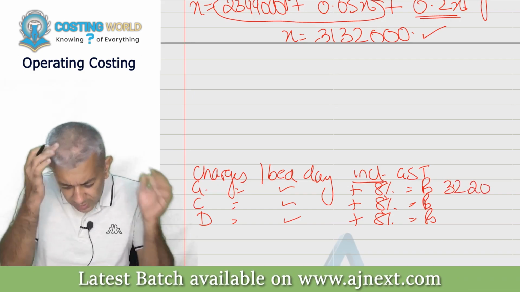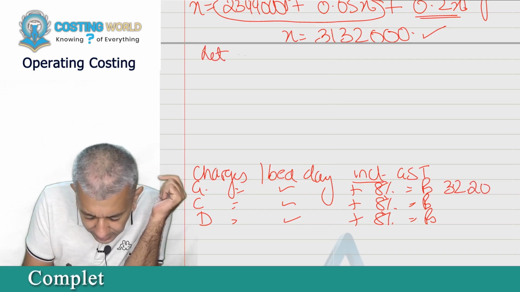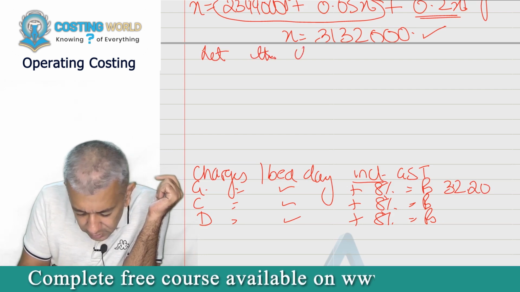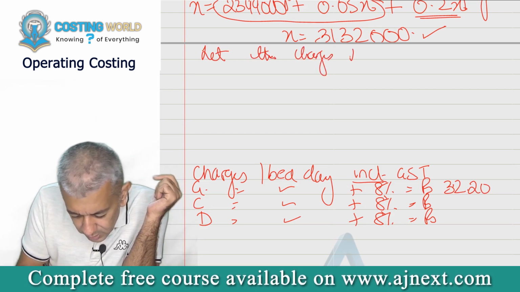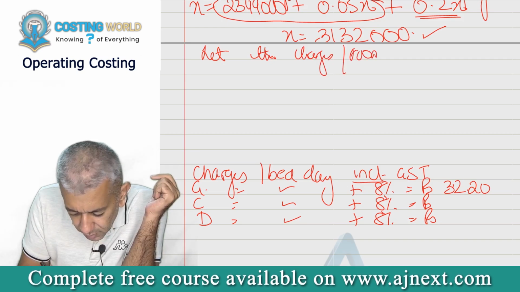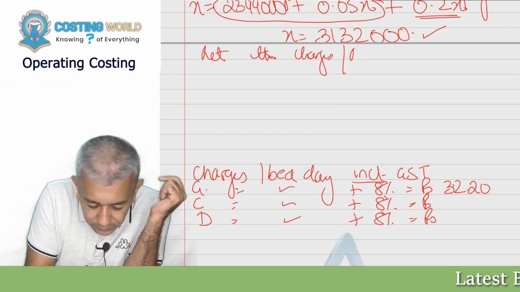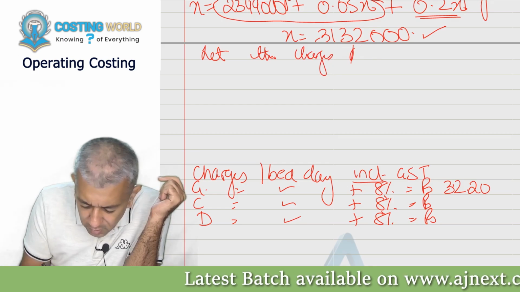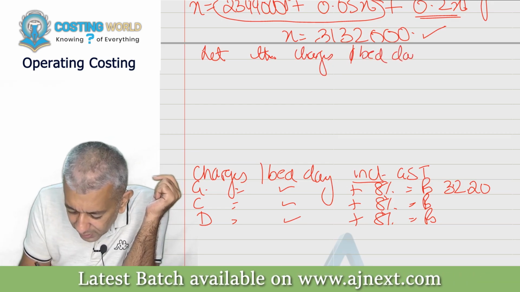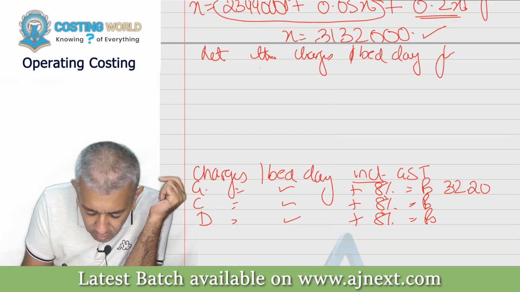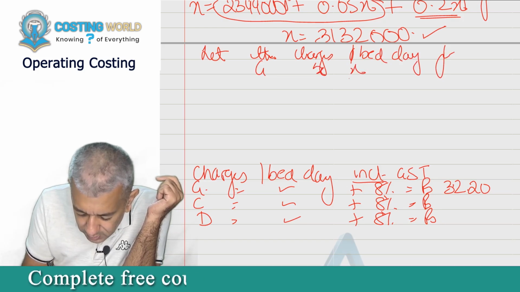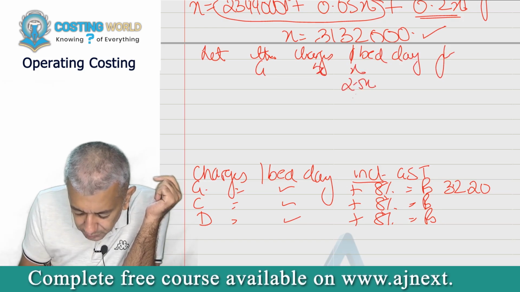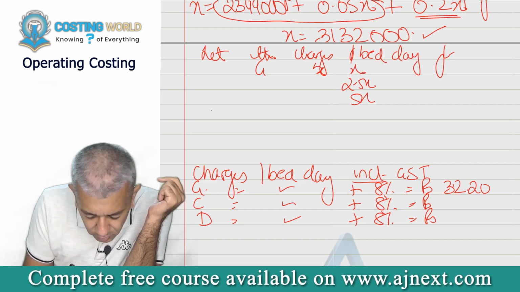210. Okay, one sec. Let the charges per bed day, all those things you all have written only. Why I am writing, I don't know. For general ward be x, 2.5x, 5x.